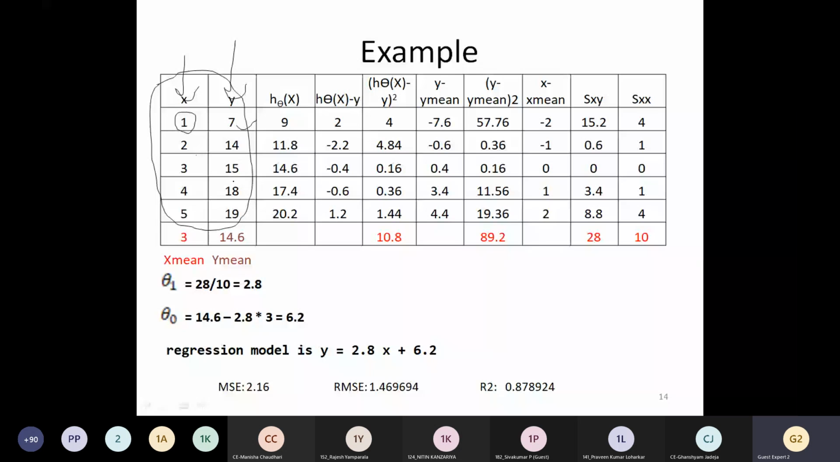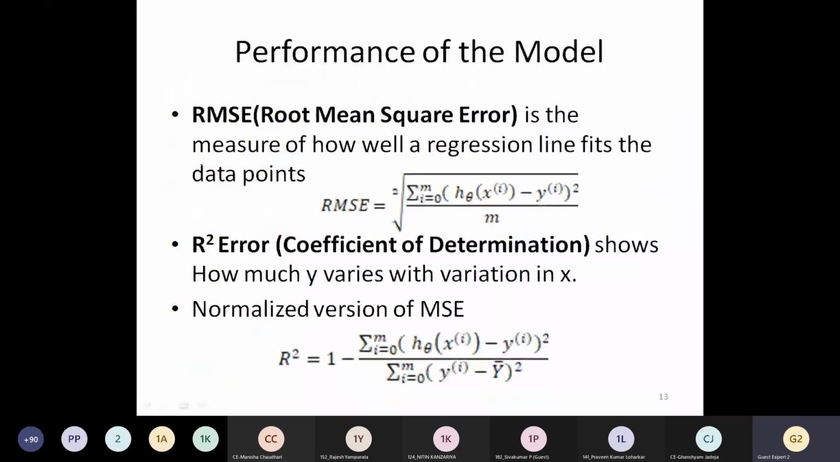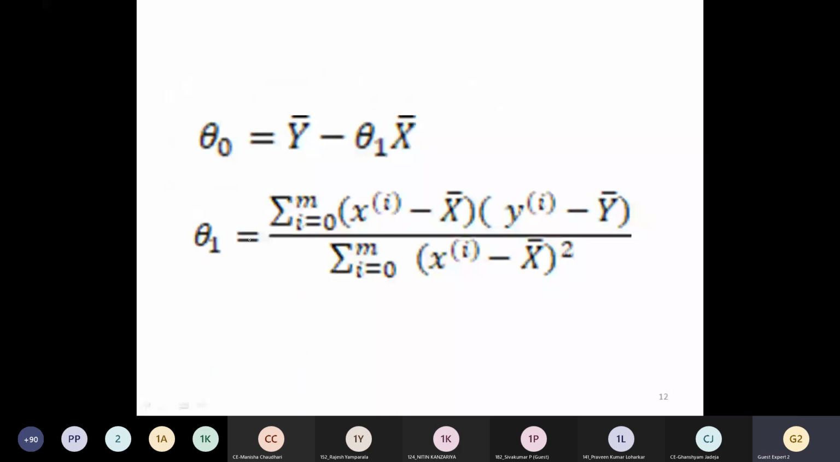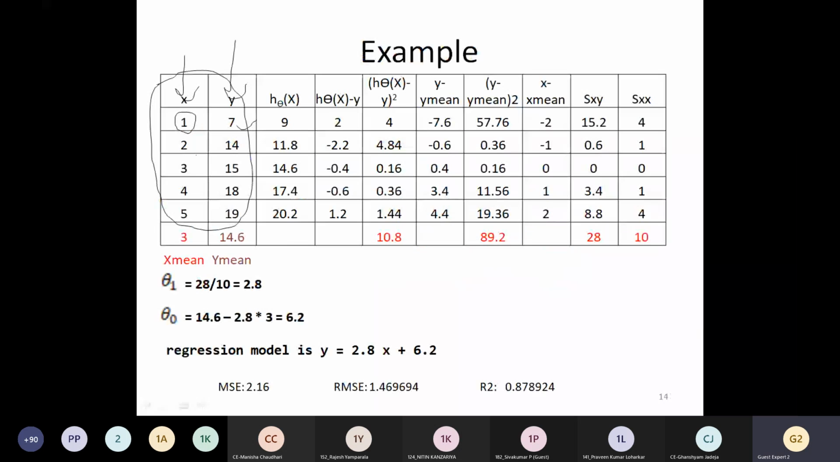Now what I want to do is create a simple linear regression model for this data set. If I am using the least square method, I have to use these two equations to estimate the values of theta 0 and theta 1. So the equation for theta 1 is the sum of covariance upon the sum of variance of x. How can I find them? I first have to find the mean of x, which is equal to 3. Then the mean of y, which is equal to 14.6.